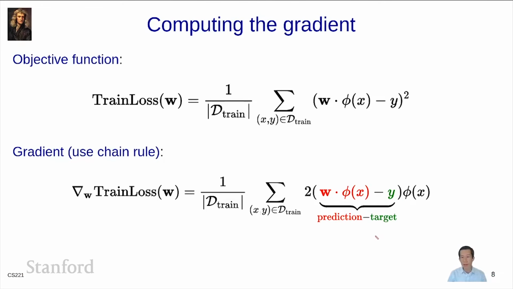So intuitively, if the prediction is equal to the target, then the gradient is 0, so nothing will happen. And if the prediction is not equal to the target, then the gradient will be in the direction that sends the prediction away from the target. And remember, we're always minimizing, so we're subtracting that off, which will move the weights in the right direction.